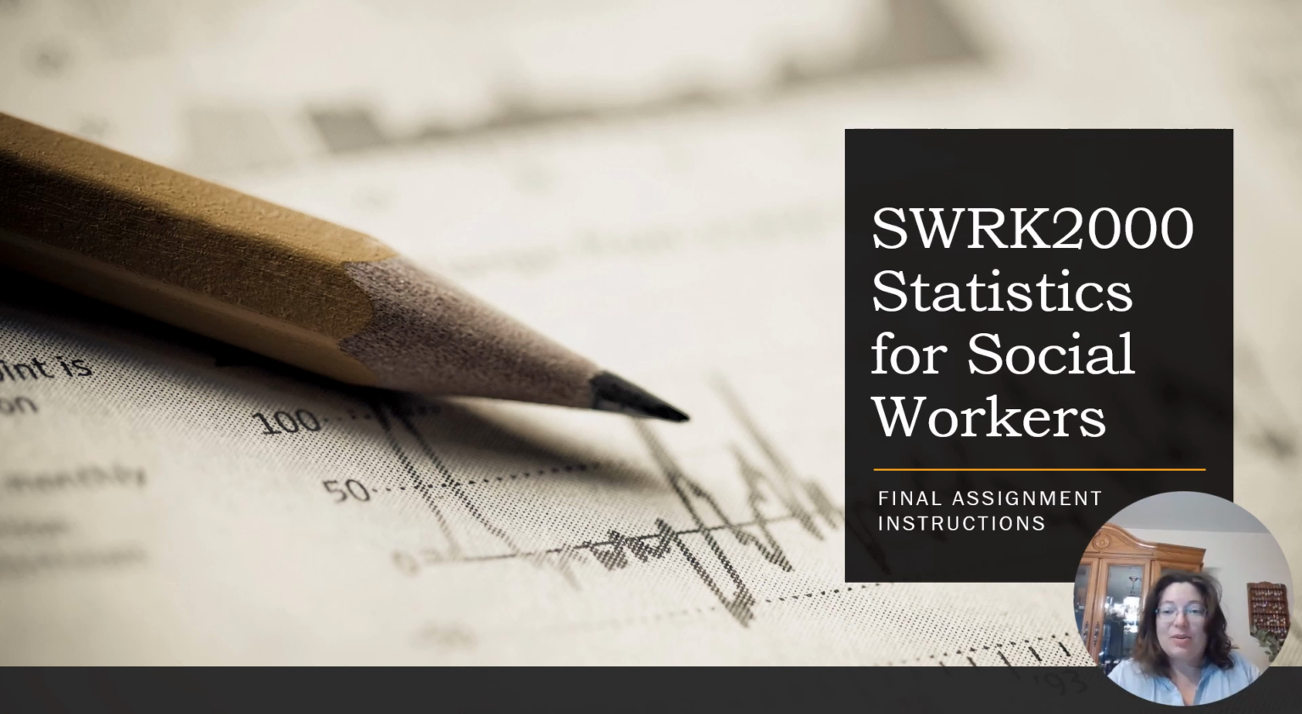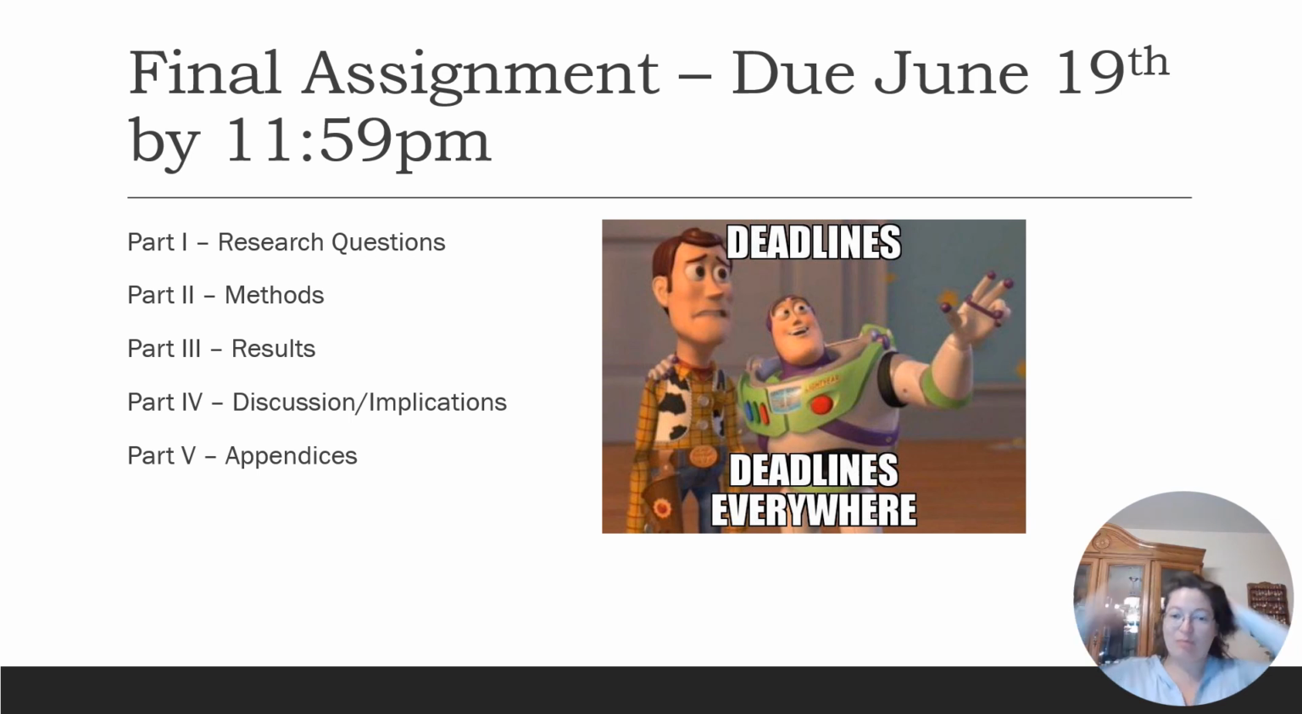All right, so the final assignment is not as scary as it seems. There are 5 components to it, and I will go through them in detail right now. The final assignment is due June 19th by midnight. I understand that you might have competing deadlines. If that's the case, please send me an email so we can discuss possible extensions as soon as possible.